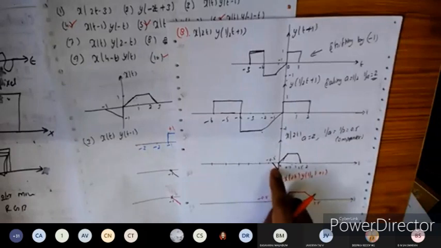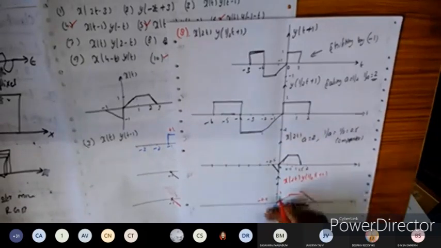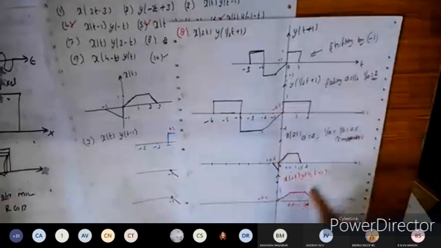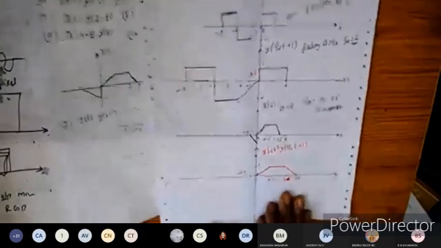Now in the negative time axis, we need to take a bit of care. In the positive axis, you don't have any dots. 1 multiplied by this one will be the same waveform we will get here.